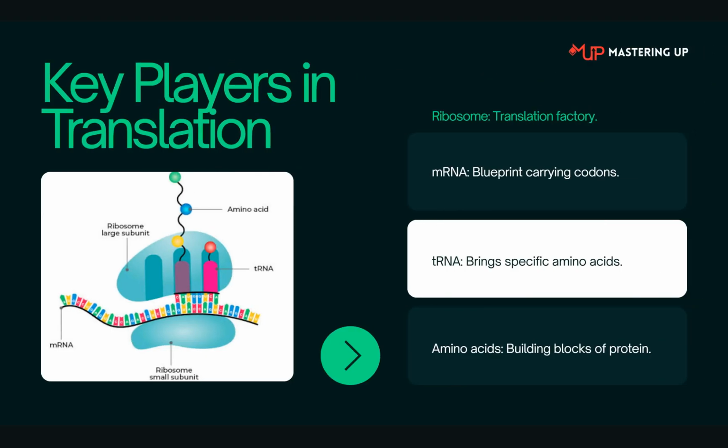Now let's meet the main players. The ribosome acts as the factory. The mRNA carries the coded instructions in the form of codons. Transfer RNAs, or tRNAs, deliver amino acids, and amino acids are the building blocks that will form the final protein. So these are the key players in translation.